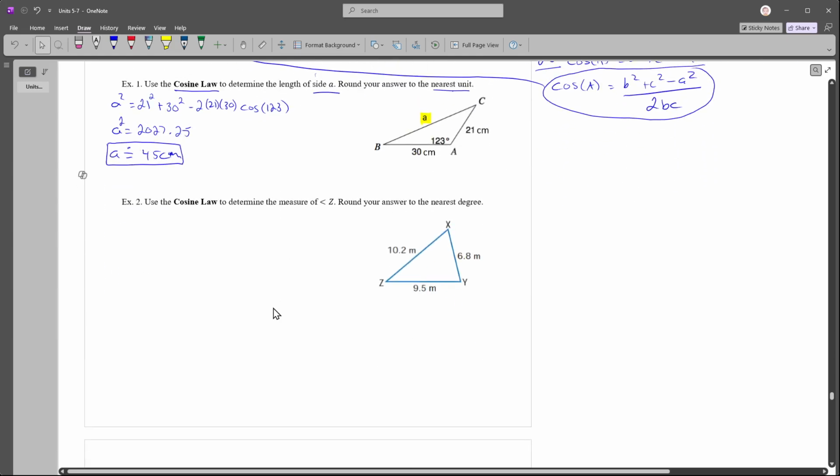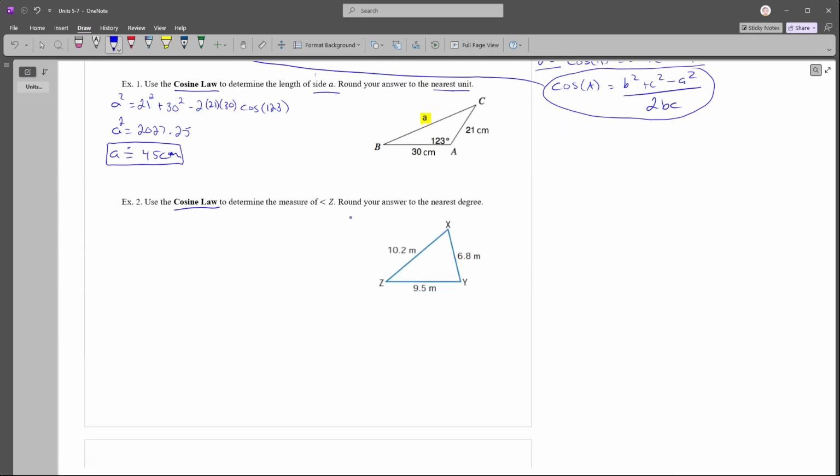Let's try another one. Use the cosine law again. This time we're trying to find angle Z. Trying to find that guy. Round your answer to the nearest degree again. So this means that we're going to be using the angle version, but we have to make sure we're allowed to. In order to do the angle one, we have to have the snake SSS. Oh, we do have all three, so that means we can actually apply it.